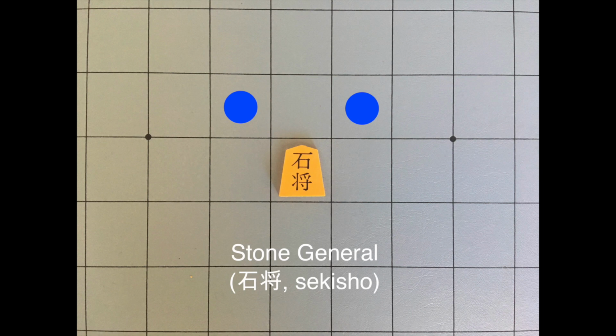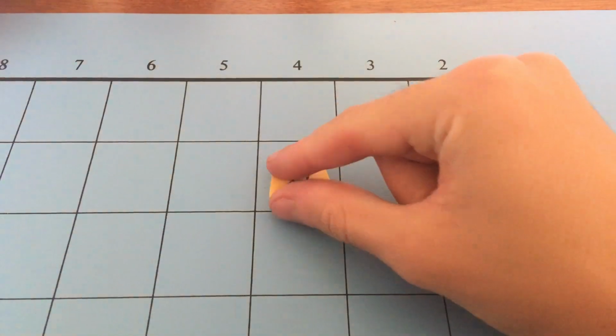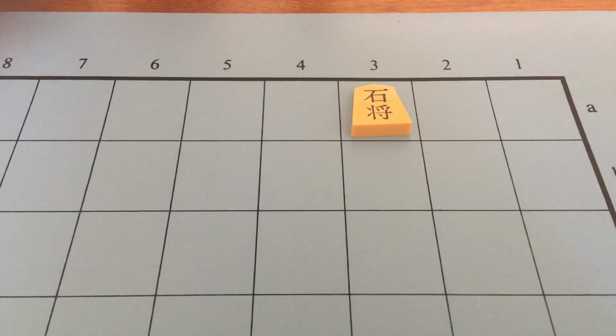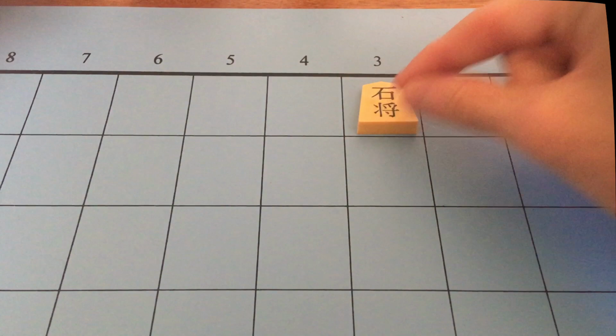Okay, that's all of the pieces that appear in both Dai and Dai Shogi. Now let's move on to the pieces that are exclusive to Dai Shogi. The Stone General. The Stone General may step 1 square diagonally forward. If the Stone General reaches the far end of the board without promoting, it will be trapped.